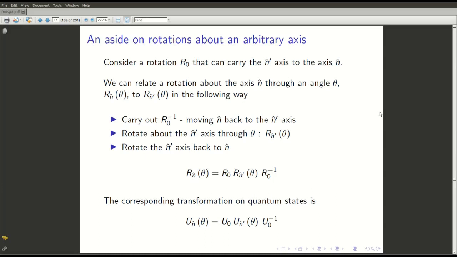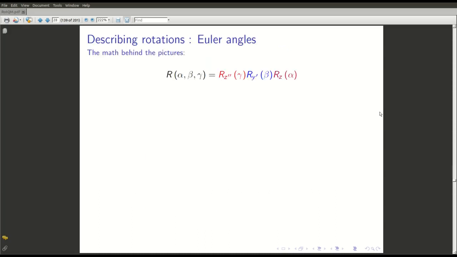Now, with this aside out of the way, let us go back to the question of Euler angles. Remember, we had so far figured out that the rotation corresponding to alpha, beta and gamma Euler angles is Rz double prime gamma, Ry prime beta, Rz alpha, and the only problem with this expression so far was that all the 3 rotations are with respect to different sets of axes. Only one of them, the first one, Rz alpha, is actually with respect to the original set. The others are with respect to new axes, which you obtain by carrying out rotations.